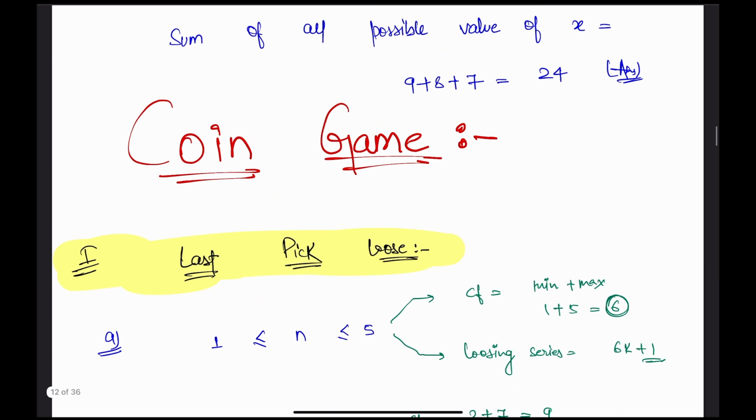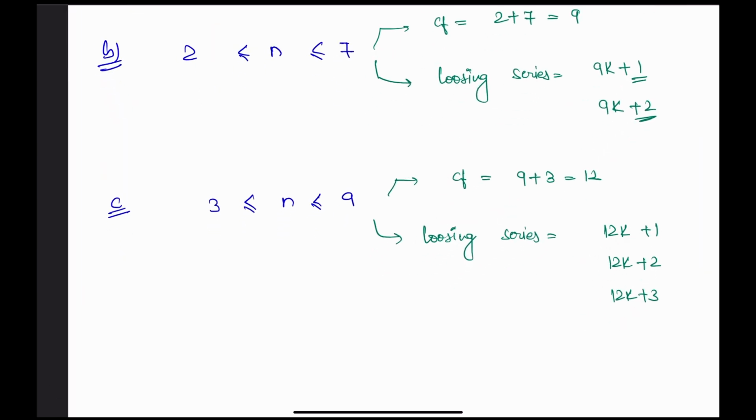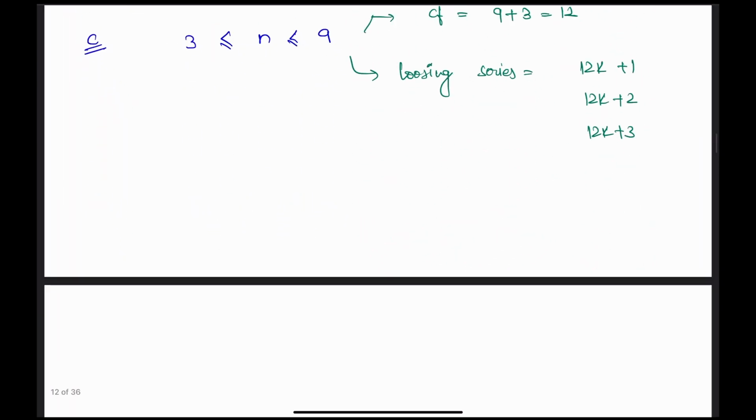So till now this is what we have understood. Yeah, it looks good now. Coin game, the first part is last one pick lose. Or just go below the same. If we go 4, then 12k plus 1, 12k plus 2, 12k plus 3, last one will be 12k plus 4. So similarly it will go. Okay, but we haven't solved yet.